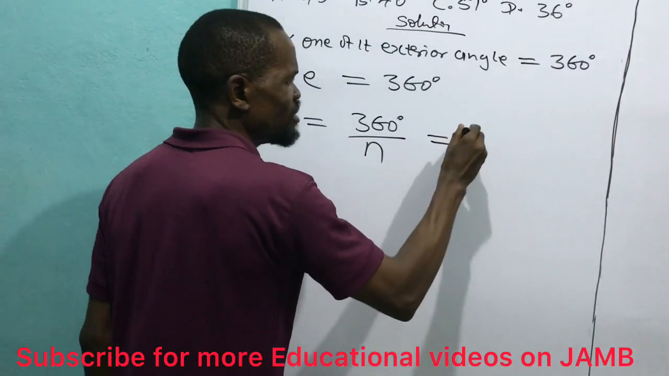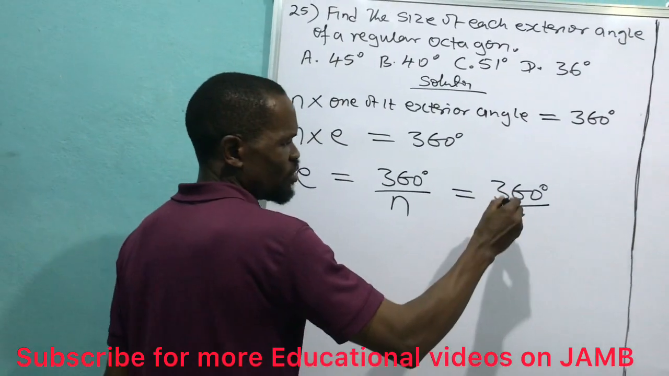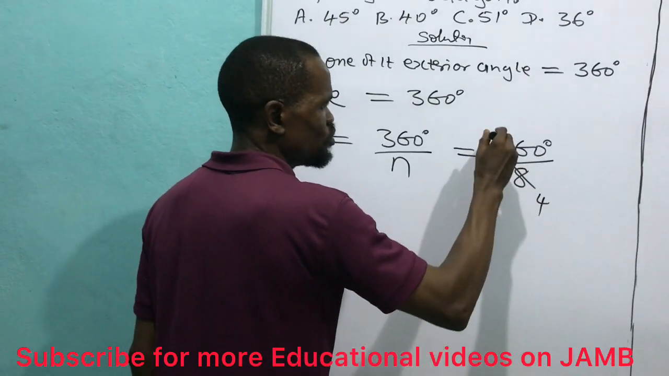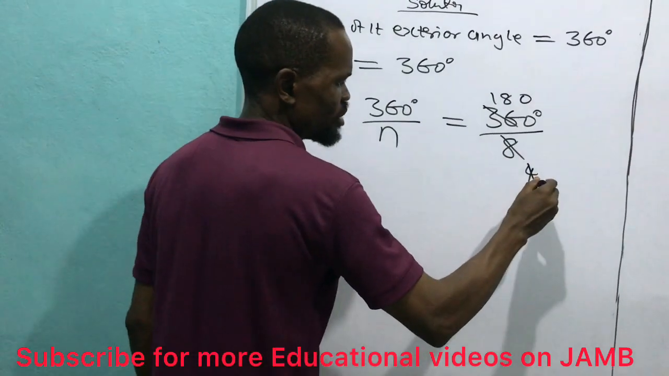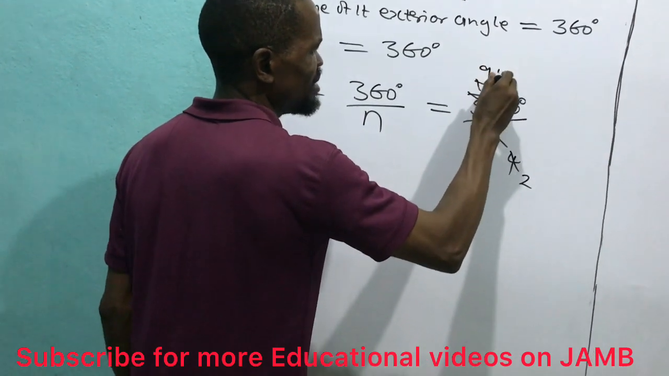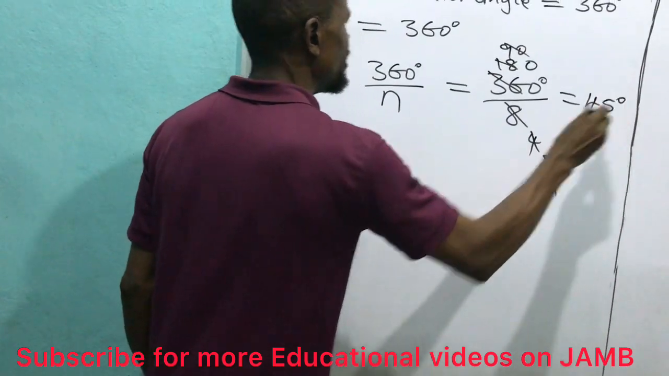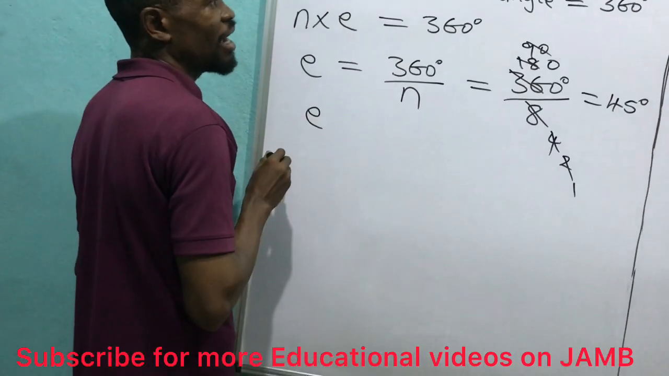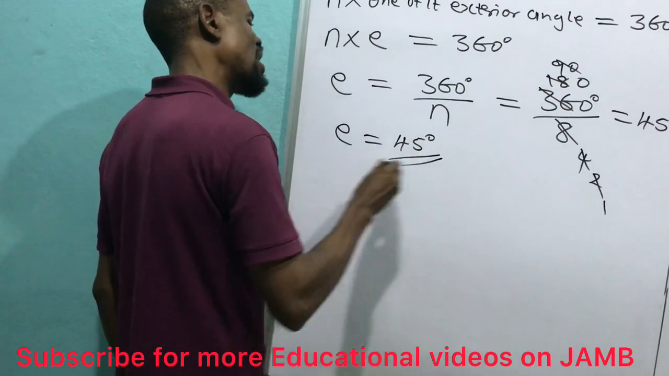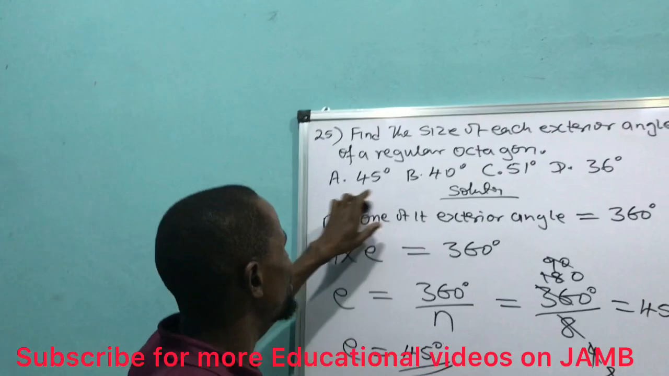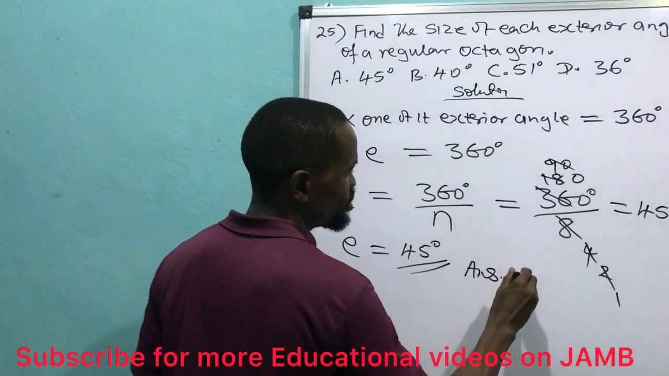And what is the number of sides? We say it is 8. Octagon is 8. I have 8. This can go now. 2 goes here 4, and 2 goes here gives me 180. 2 goes here 2, 2 goes here gives me 90. 2 goes here 1, 2 goes here gives me 45 degrees. Therefore, my exterior angle E is equal to 45 degrees. That's my answer. I go to my options, I look at it, option A is the answer. I will say my answer is option A.